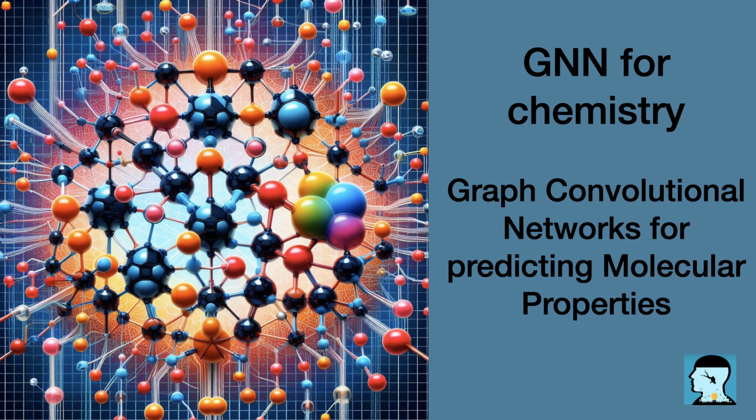Another common technique is to use a pooling operation. Pooling operations reduce the number of nodes in the graph by combining them into larger groups. This helps to make the model more robust to noise and to reduce the computational cost of training. GCNs have been shown to be very effective for predicting a wide range of molecular properties, including toxicity, solubility, and reactivity. They are also being used to develop new drugs and materials.